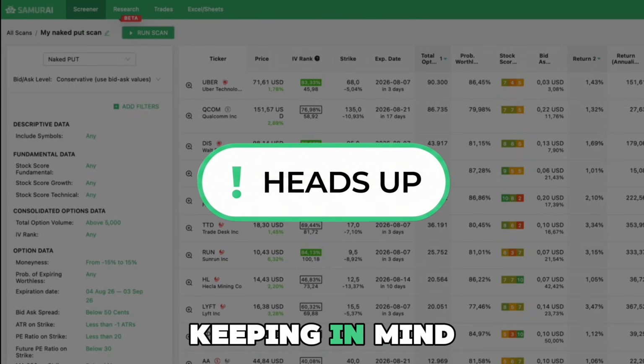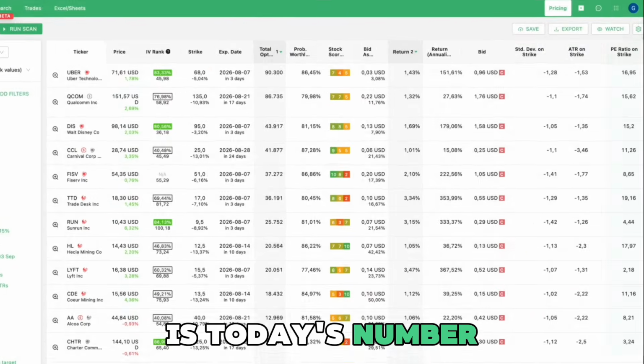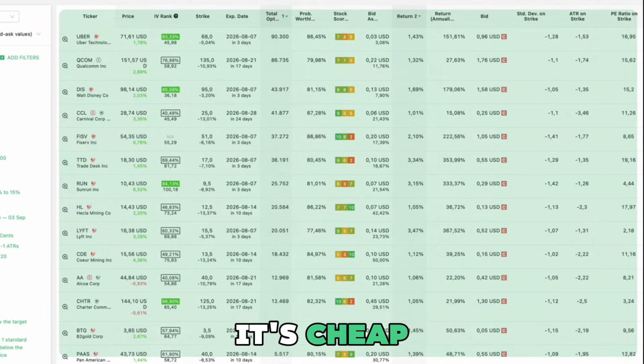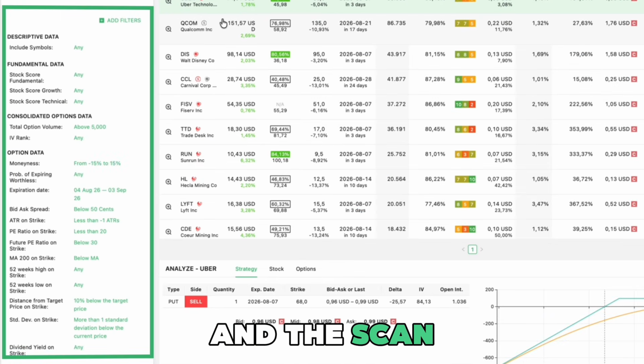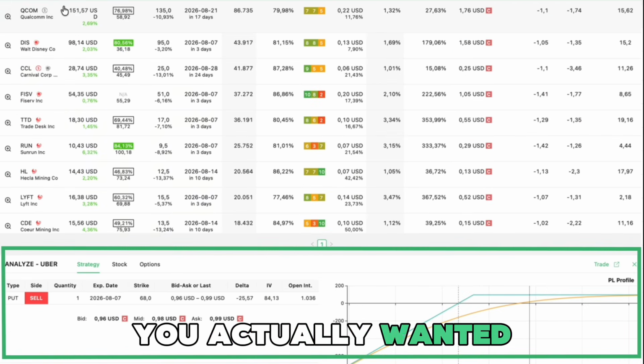One thing worth keeping in mind: a low multiple at your strike can be low for a reason, and the earnings number behind it is today's number. So I read these as, would I be happy owning it there? Not as proof it's cheap. They tell you exactly what you're agreeing to. They don't promise the story stays the same. Stack a few of these, and the scan stops handing you high premium and starts handing you the entry you actually wanted in the first place.